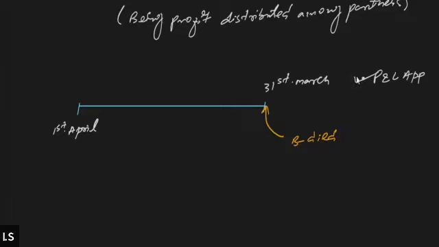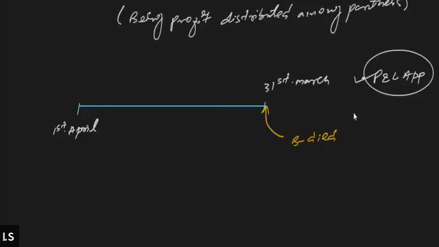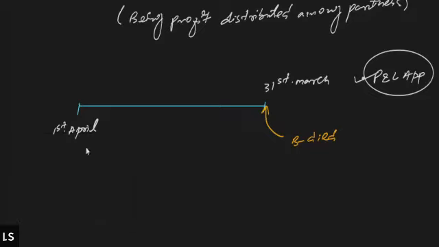Now when it comes to the distribution of profit, what do we do? We simply distribute the profit from the profit and loss appropriation account, and therefore we debit the P&L appropriation account and transfer the fund to the capital accounts of the respective partners, Anil, Sunil and Hari. But the P&L appropriation account cannot be debited in a situation wherein the partner has died in between the accounting year.